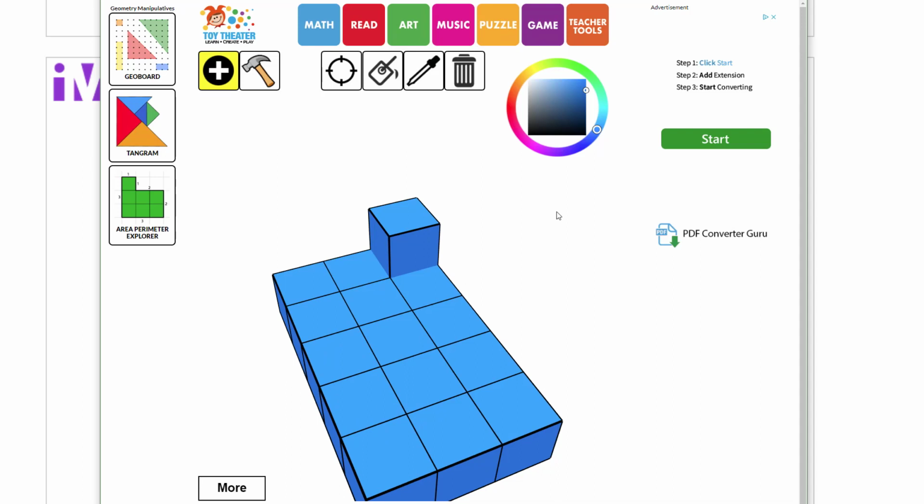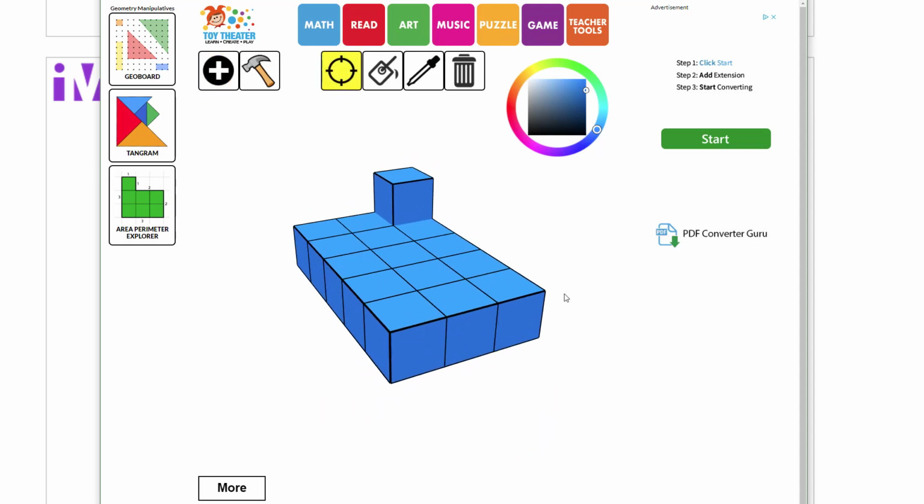How many 1 centimeter blocks do we have on the bottom? Let me go back to this so we can move it around. Okay, so we have 3, 6, 9, 12. We have 15 on the bottom. Ah, cool, the hammer erases them. I know the kids will love that. So we have 1, 2, 3, 4, 5 by 3. 3 times 5 is 15. So that is the first row.